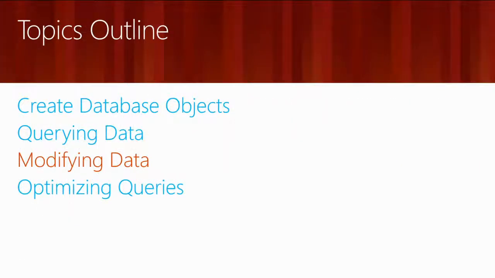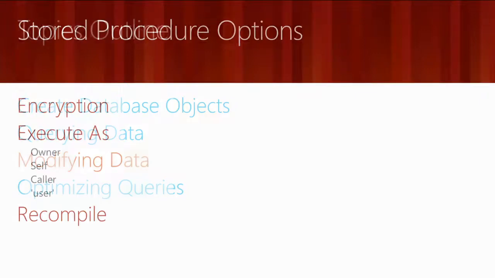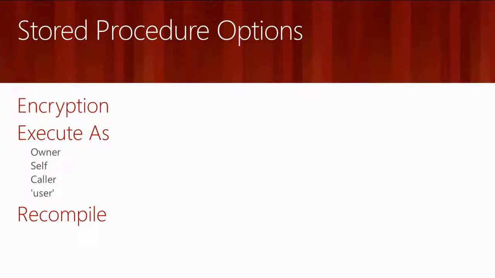Okay. Let's talk a little bit about modifying our data. Our stored procedure options: encryption, we know; recompile is going to recompile every time that it executes. The EXECUTE AS: I can specify a user, a hard-coded string, just run as Steve. I can tell my stored procedure to run as whoever currently owns it. The two that always cause confusion are SELF and CALLER.